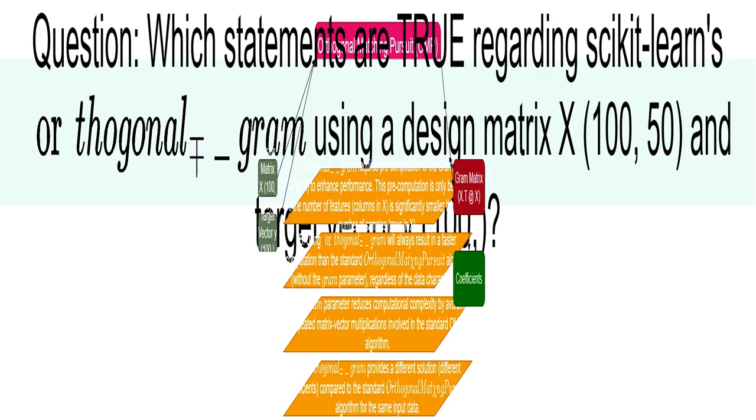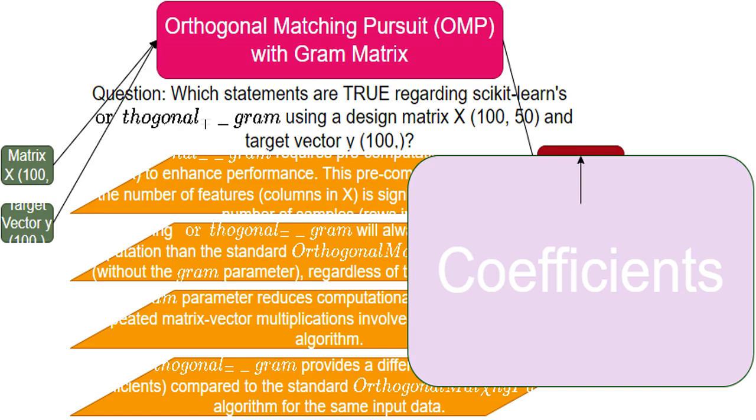This question asks you to identify the true statements about using the orthogonal_mp_gram function in Sklearn, a tool for solving linear regression problems. We'll examine each statement carefully. The coefficients are the numbers that multiply the features in your model to predict the outcome. Think of them as the weights assigned to each feature, how much each one contributes to the final prediction.